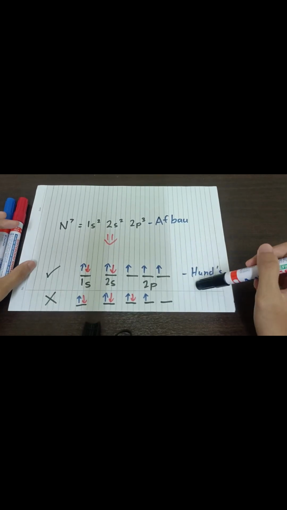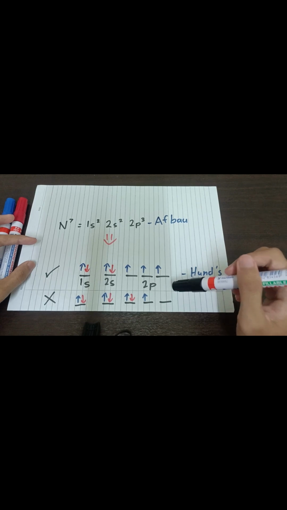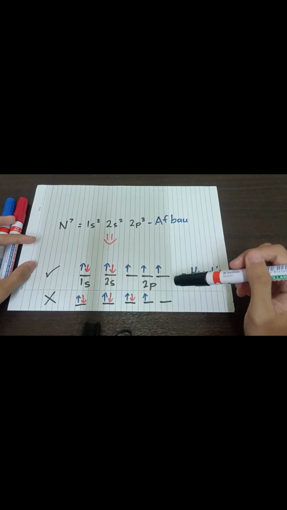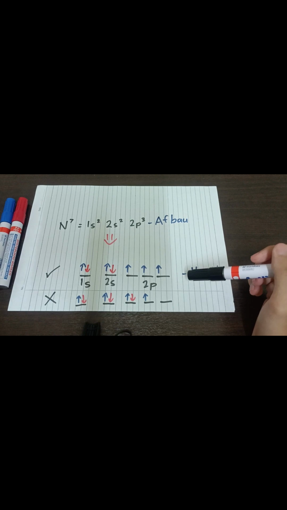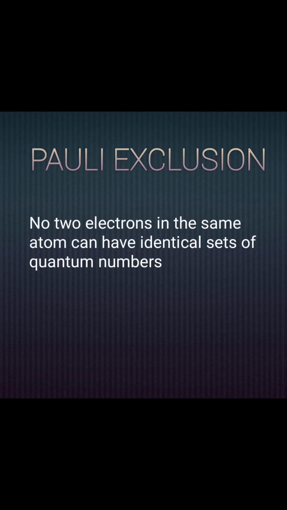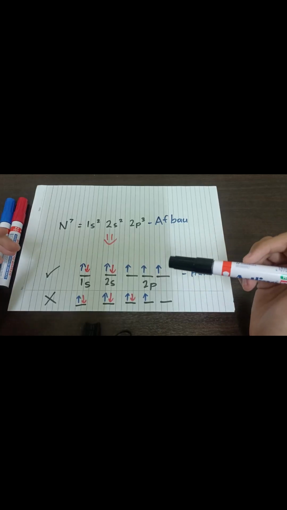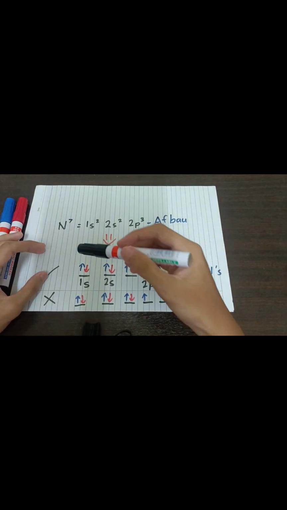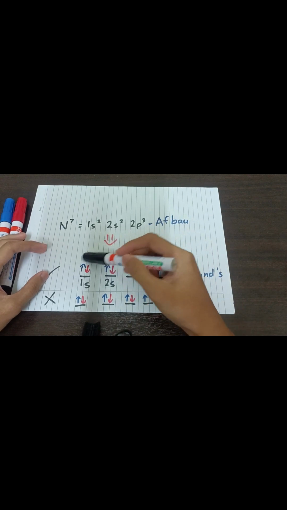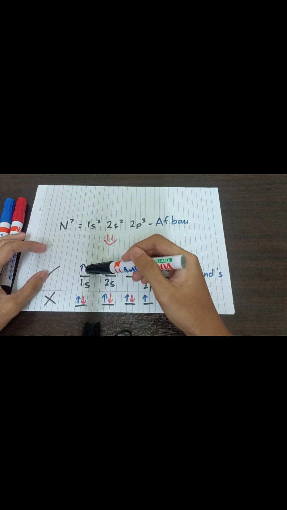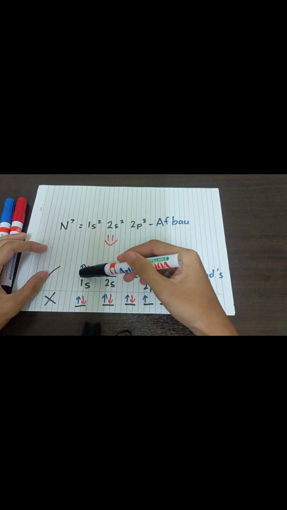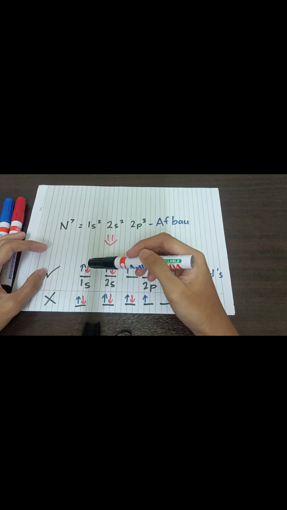And from this principle, there exists another principle, that is Pauli exclusion. The Pauli exclusion principle states that no two electrons in the same atom can have an identical set of quantum numbers. We take the example from Hund's rule. The two electrons must not have an identical set of quantum numbers like this. The electrons must have different spin.